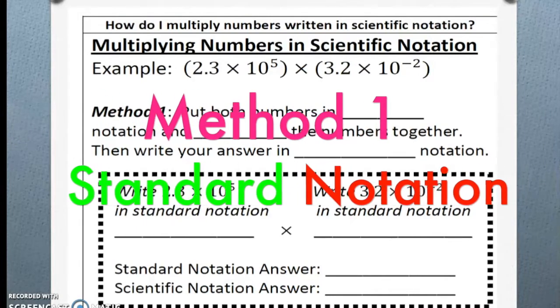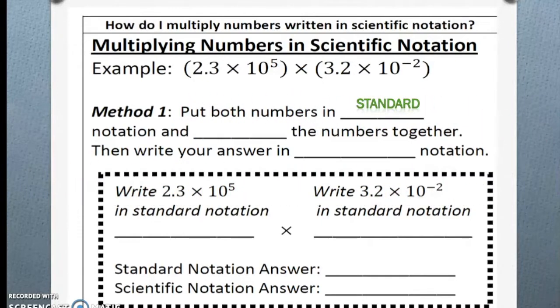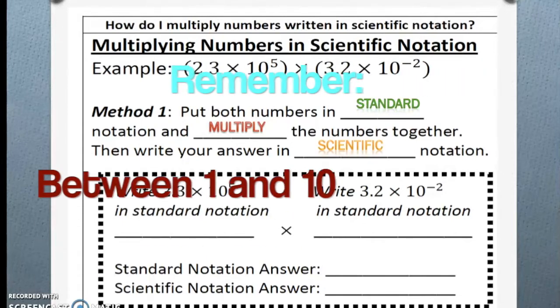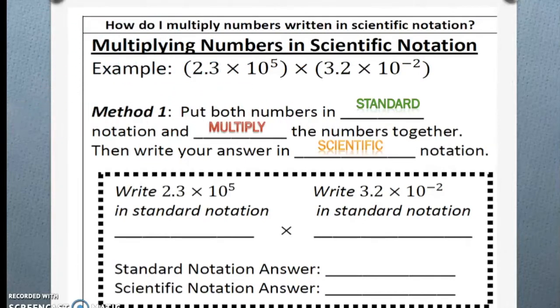So the first method wants us to put both numbers in standard notation. Remember, standard notation is how we would normally write our numbers. And multiply the numbers together. Then we're going to write our answer in scientific notation. Scientific notation is where we have to have a number that's between 1 and 10.